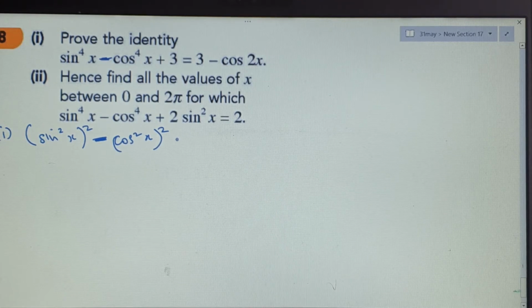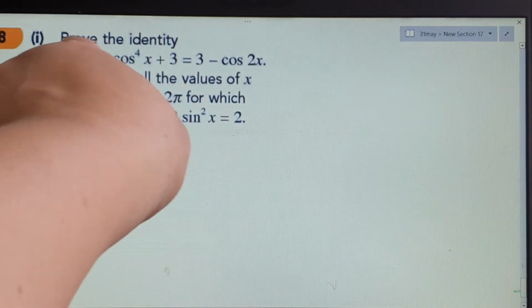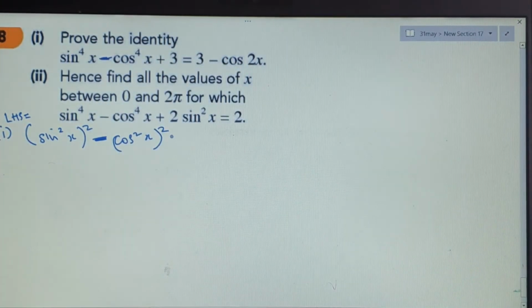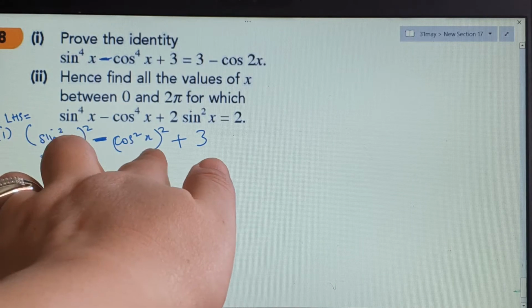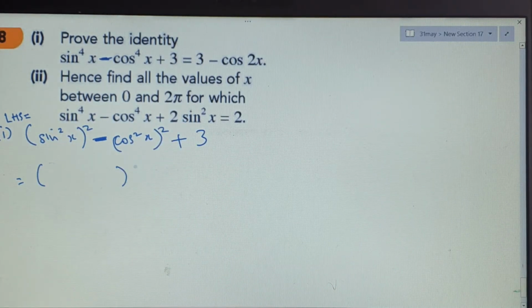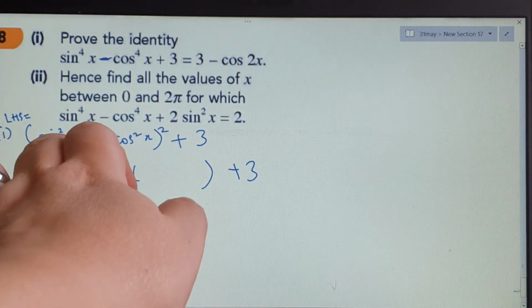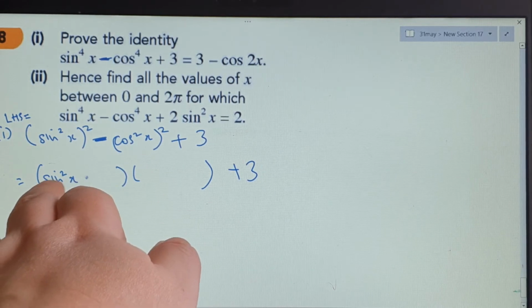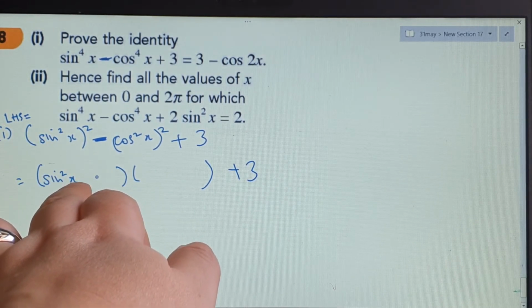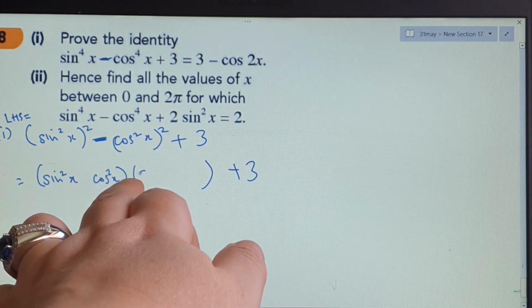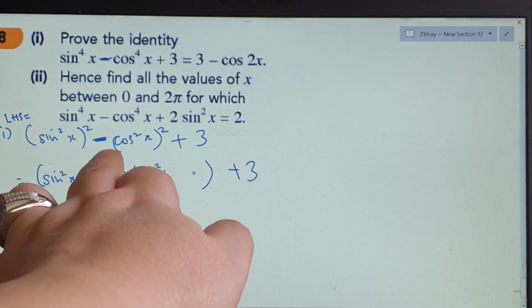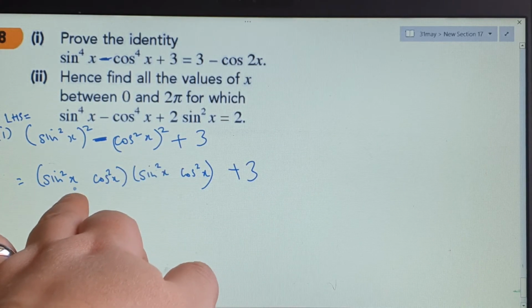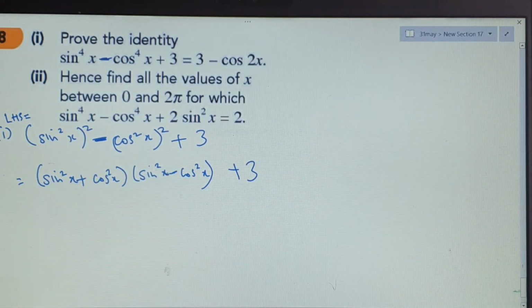Okay, and let me say that I'm doing from the left hand side. I'm trying to prove this equals to this, alright? Then plus 3. Now once you have this, a square minus b square, right? I hope you can see the pattern. This is like your a square minus b square. So this is your a, this is your b, this is your a, this is your b. And one is plus, one is minus, right? I hope you still remember.